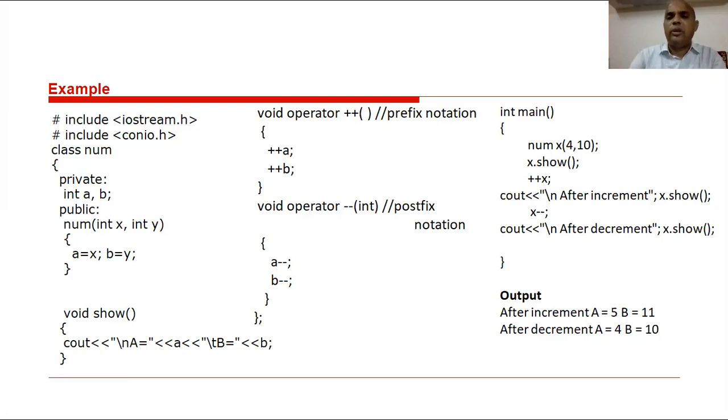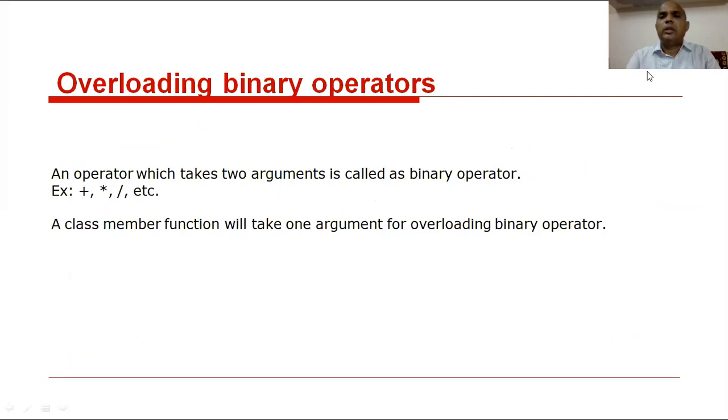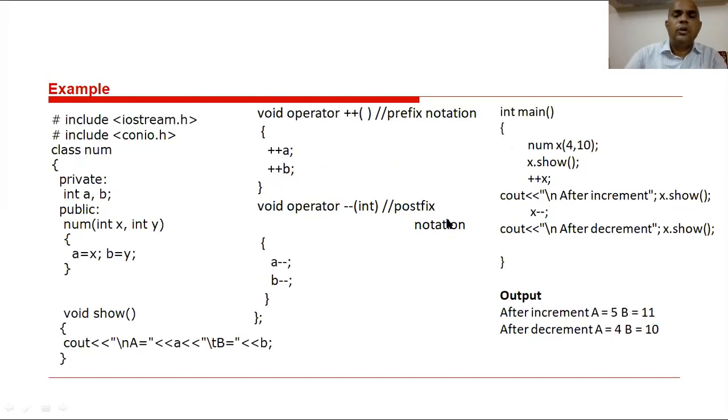Then come to the main function. Here Num x(4, 10). So x is an object. At the object creation time, the constructor member function is called. Then x value equal to 4 and y value equal to 10. Then a equal to x and b equal to y. Now a value equal to 4 and b value equal to 10, and control returns back.